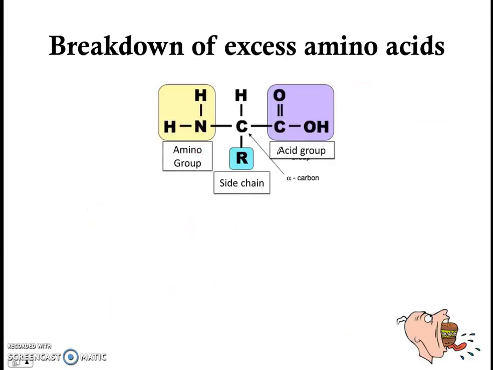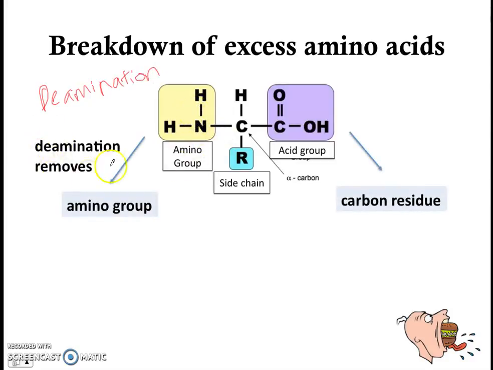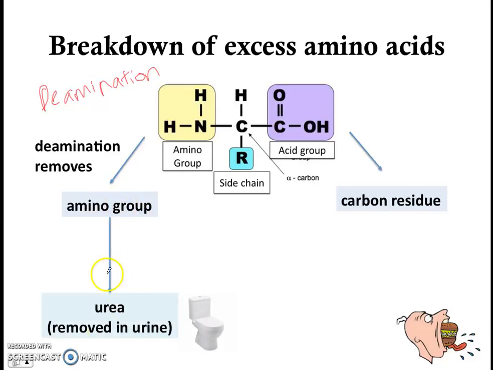Alright, so just a different way of showing it. In deamination, right, the amino group is removed, right? Deamination removes the amino group, and the amino group is converted into urea, which is removed in your urine, flushed down the toilet bowl. Now, there's also an acid group.